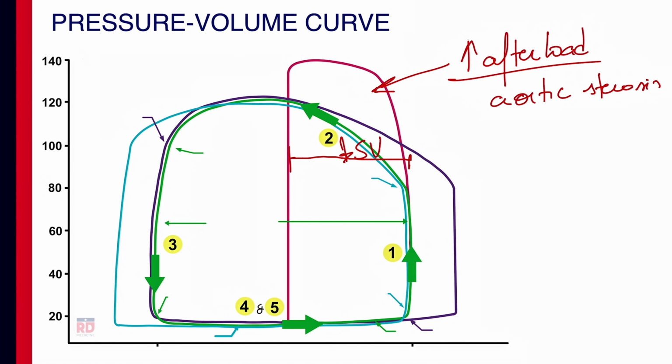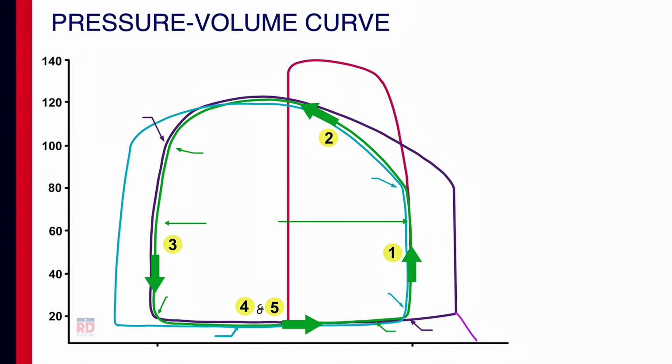Now look at the purple curve. This starts with a higher end diastolic volume, meaning increased preload. Think of it as giving fluids or doing a leg raise, for example. Because of the Frank-Starling mechanism, more preload leads to a greater stroke volume, so the loop is wider.